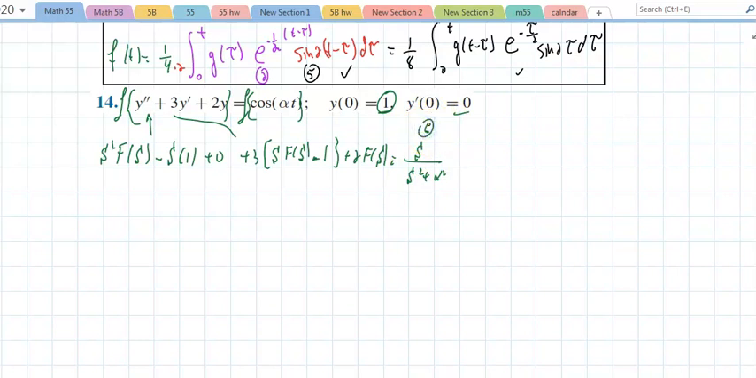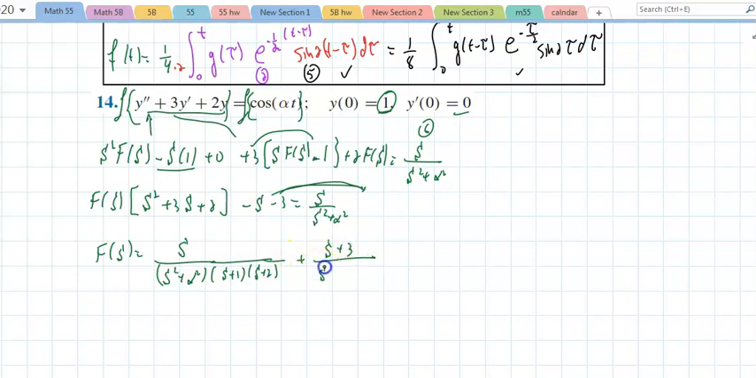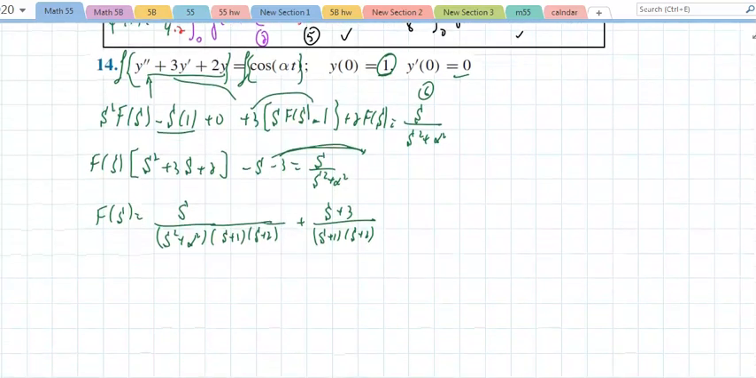This is by 6. And here, if I factor F of s out, 2 steps will do. No need to skip steps. That is s squared plus 3s plus 2. Again, the characteristic equation of that. What's left? I have a minus s and a minus 3, and that is s over s squared plus alpha squared. So if I move those to the right, I could say F of s is going to equal s over s squared plus alpha squared times, wouldn't that be s plus 1 into s plus 2? When I move those to the right, that becomes s plus 3 over s plus 1 into s plus 2, right?